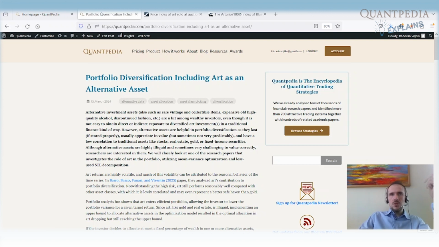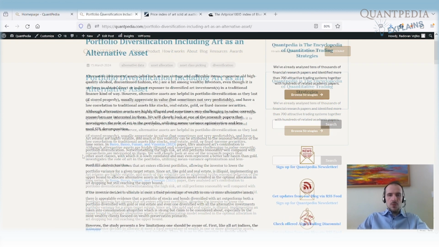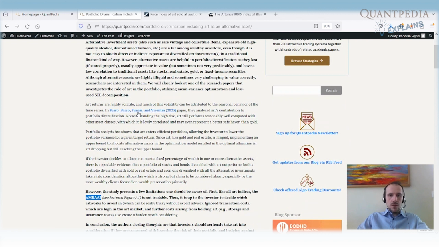Now the question is, what is the value of art in your portfolio? I would like to show you one paper which is exactly trying to answer this question. What is the value of art in a diversified portfolio, and can we diversify our portfolio with art when we include it? This is the paper written by Baro, Basso, Funari and Vicentini in 2023. The added value of the paper is that they were able to use an index to run mean variance optimization, and find out what the place of art in the portfolio is and how much art you should have.